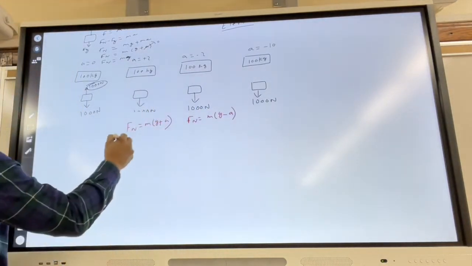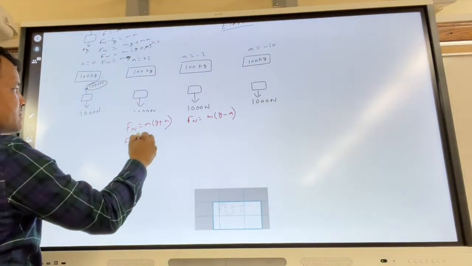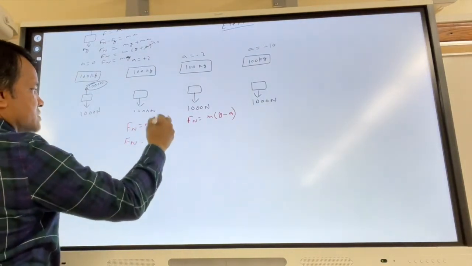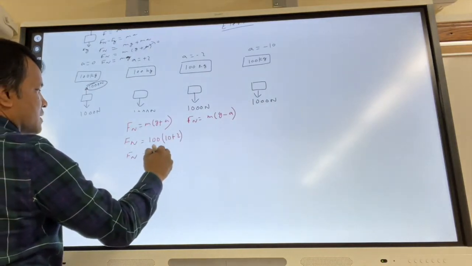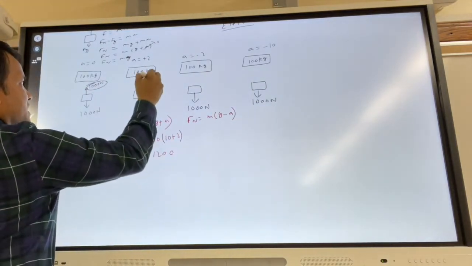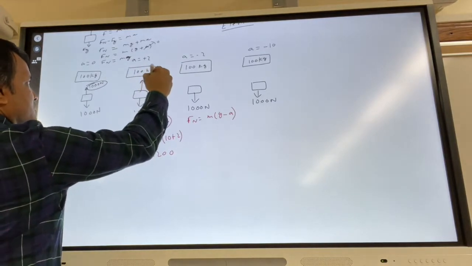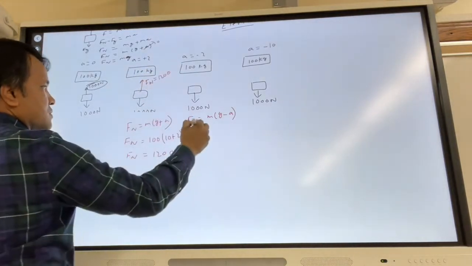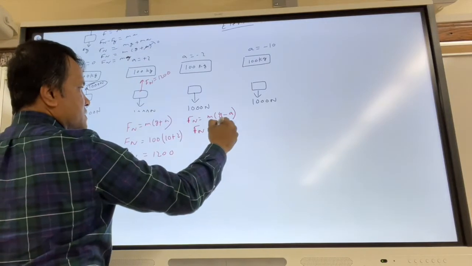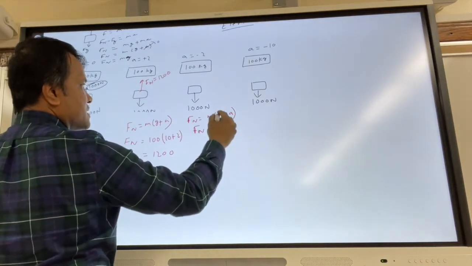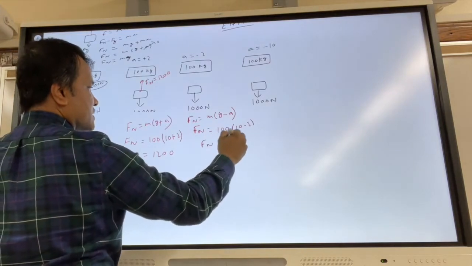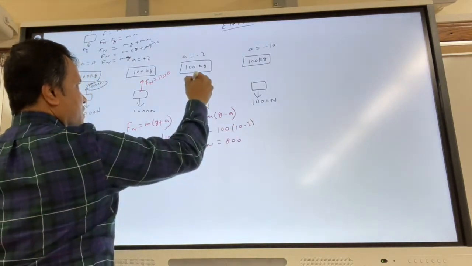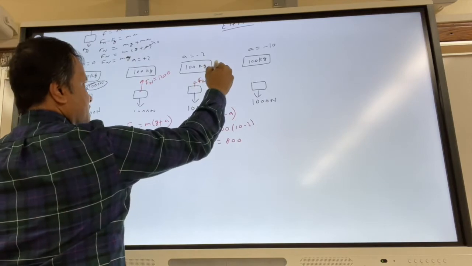All right, so then what is it? Fn is equal to m times (g plus a), where m is 100, g is 10 plus 2, so Fn is 1200. So Fn is bigger than Fg, so Fn is 1200. For this one, m is 100, g is 10 minus 2, so Fn is 800. Here Fn is smaller, so Fn is 800.